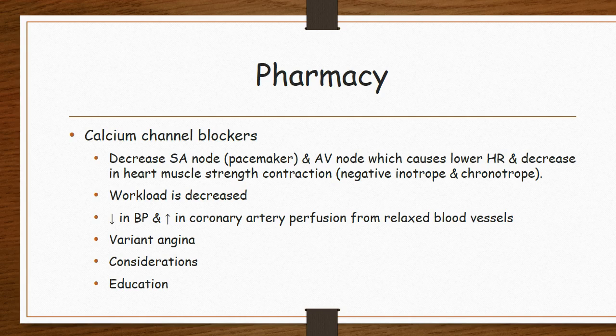Calcium channel blockers decrease the pacemaker of our heart, which is the SA node and the AV node. This causes lower heart rate and decreases the contraction of the heart muscle. Thus, our workload is decreased, our blood pressure is decreased, and we have an increase in our coronary artery perfusion from relaxed blood vessels. The most important thing to remember with calcium channel blockers, other than the fact that your heart rate and your blood pressure are lower, is that you will also need to not drink grapefruit juice.